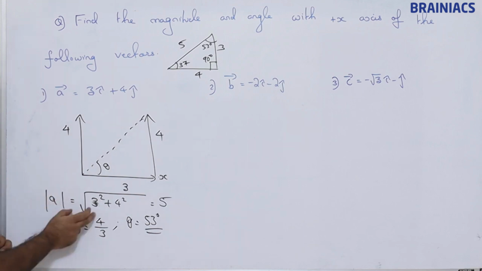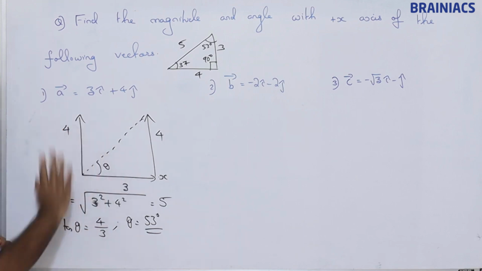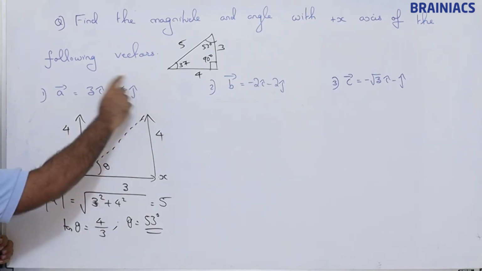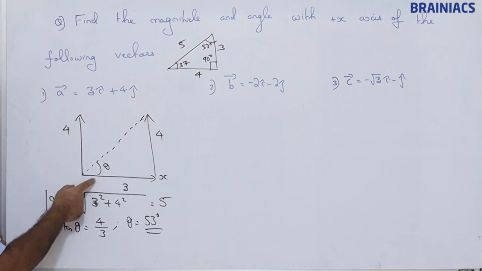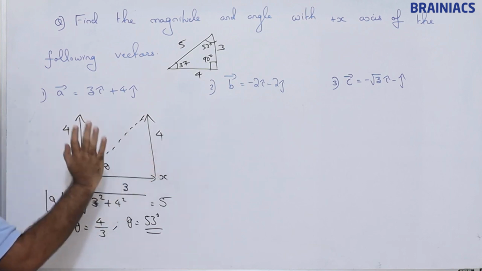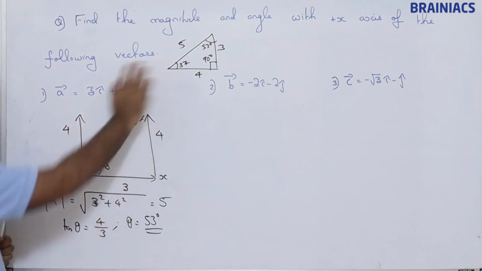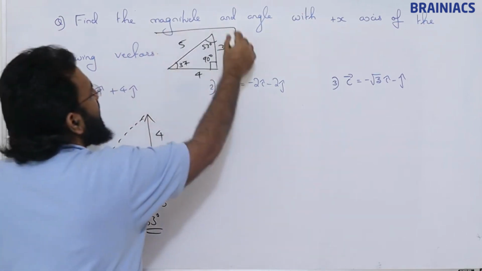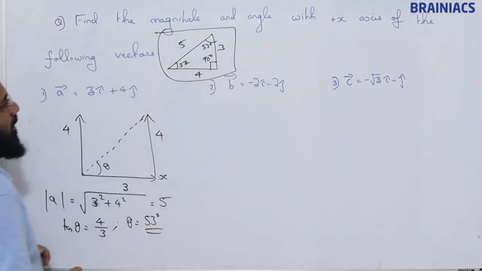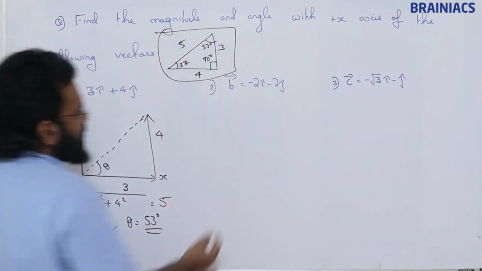So magnitude is root of 3 square plus 4 square. Direction with respect to x-axis. This is the x-axis, and we have measured the angle in this way. This is that vector. So tan theta is equal to opposite side by adjacent side, 4 by 3. 4 by 3 means from this triangle. Remember this triangle part. This is important. Remember this one.